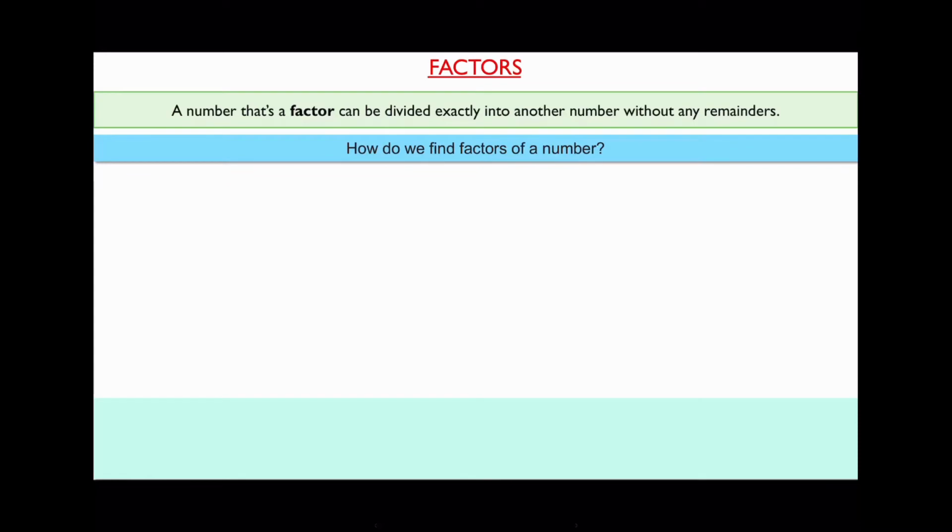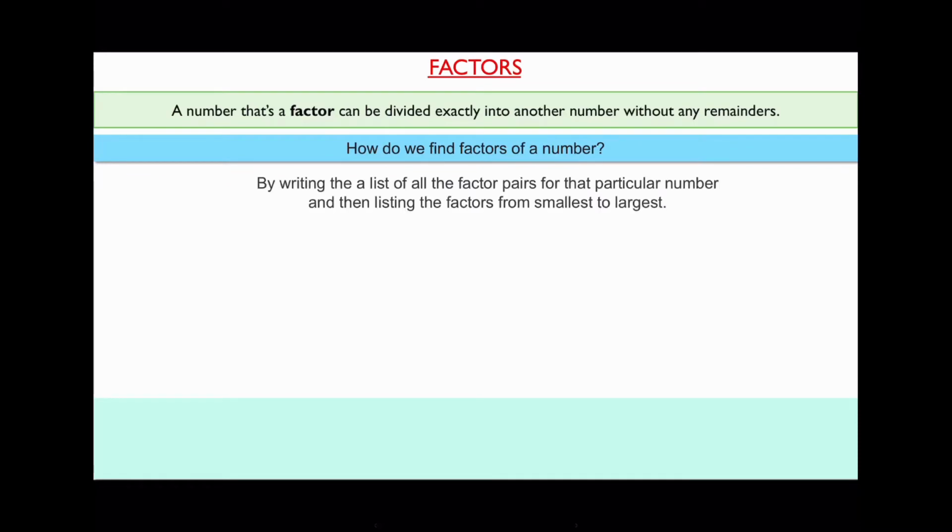So how do we find factors of any number? Well, what we do is write down the list of all the factor pairs, okay? So two factors, when multiplied to each other, give you that actual number that you want, and then we list all those factors from smallest to largest. If that looks confusing to you, then look at this example over here.